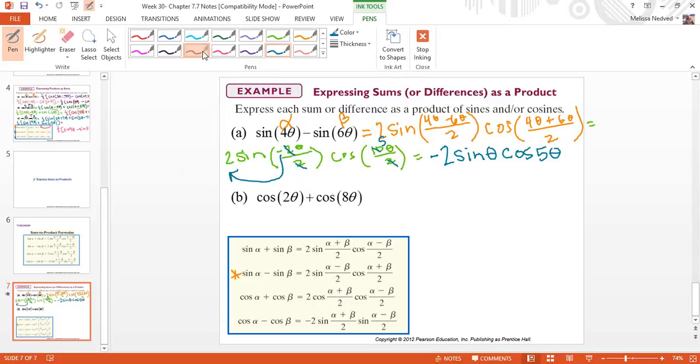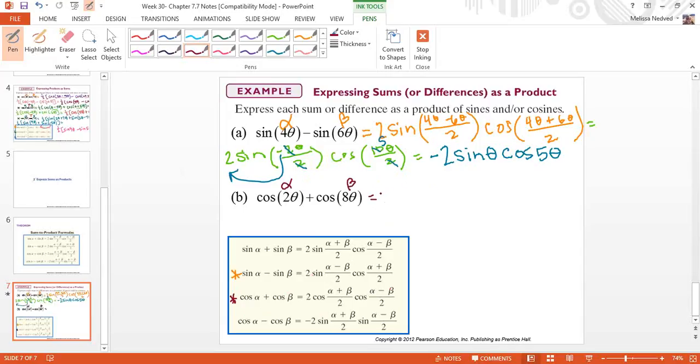So we'll practice our final one here. Part B, cosine of 2 theta plus cosine of 8 theta. Again, big thing here, make sure you're identifying the correct theorem to use. We're going to use this third formula down here since I've got cosine for both terms and I'm adding. Alpha is giving me my first angle of 2 theta, and beta is my second angle of 8 theta.